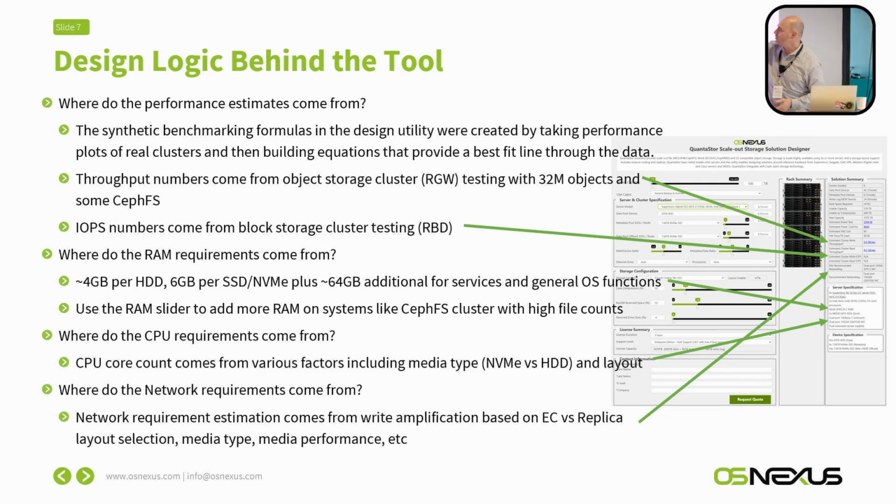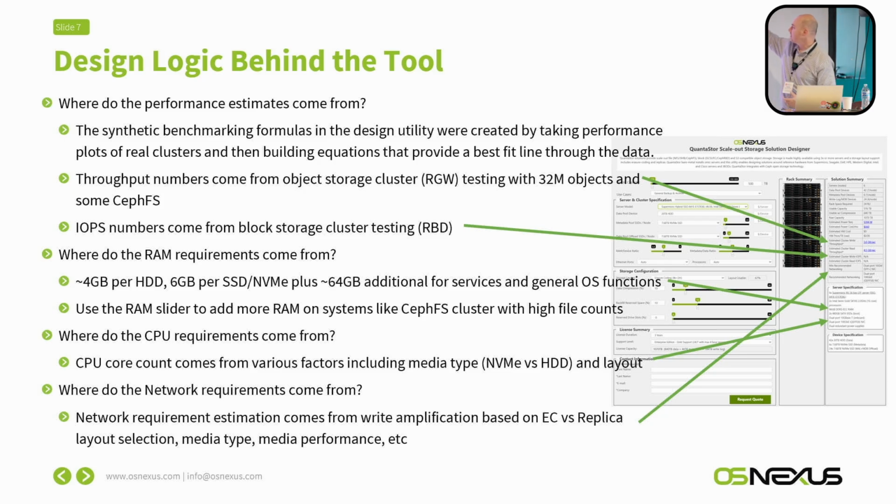The RAM requirements: Ceph likes to have about 4 gigs of RAM per hard drive, about 6 gigs of RAM per SSD. And that varies a little bit. Some folks will say 8 gigs per SSD. If it's a really fast NVMe, you might want a bigger cache there. That's all built right into the utility. So as you start moving those sliders around and it starts adding more devices, it's automatically adding more RAM. It's also adding more CPU cores.